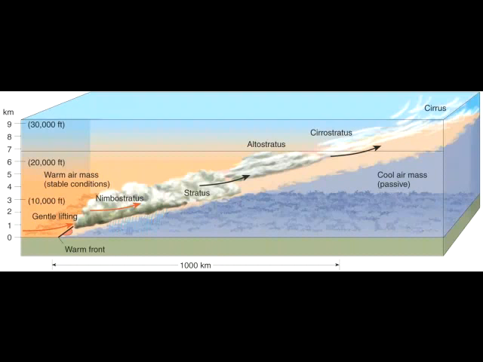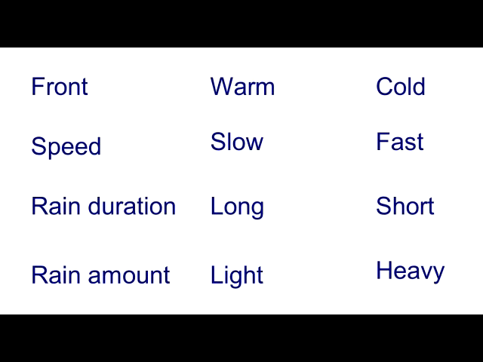Clouds typically start with cirrus clouds, thickening to cirrostratus clouds, altostratus, stratus, and finally nimbostratus clouds. The warm front advances slowly and often causes long and light precipitation. The cold front advances fast and often causes short and heavy precipitation.